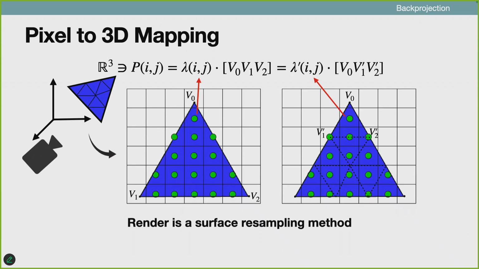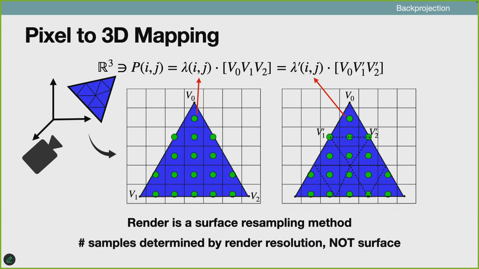So another way to think about renderings in general is that you can consider rendering as a surface resampling method, right? We take some discretization of the surface, we project that into pixel space. Now the pixels themselves will redefine where your surface is being sampled. And just to reiterate, the number of samples we're receiving from the surface is determined not by the discretization, not by the vertices, but by the render resolution itself.